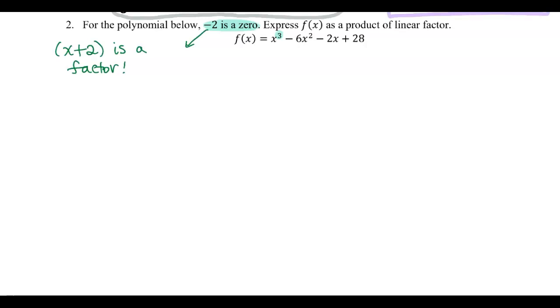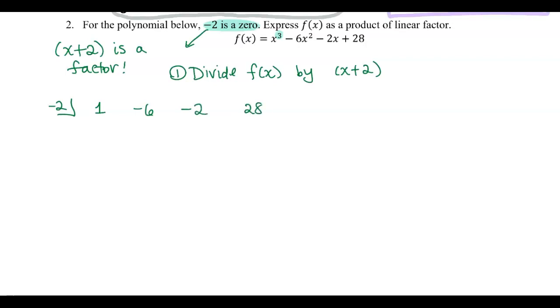So let's go ahead and start by dividing. Step 1, divide f of x by x plus 2. Like I said, you have a choice. You can do long division. I tend to stick with just synthetic division when I am dividing by a linear factor. Okay, coefficients are 1, -6, -2, and 28. When I am done with this, the quotient will be a quadratic, because if you divide a cubic by a linear, 3 minus 1 will give us the degree of 2. So we're going to get a quadratic after this.